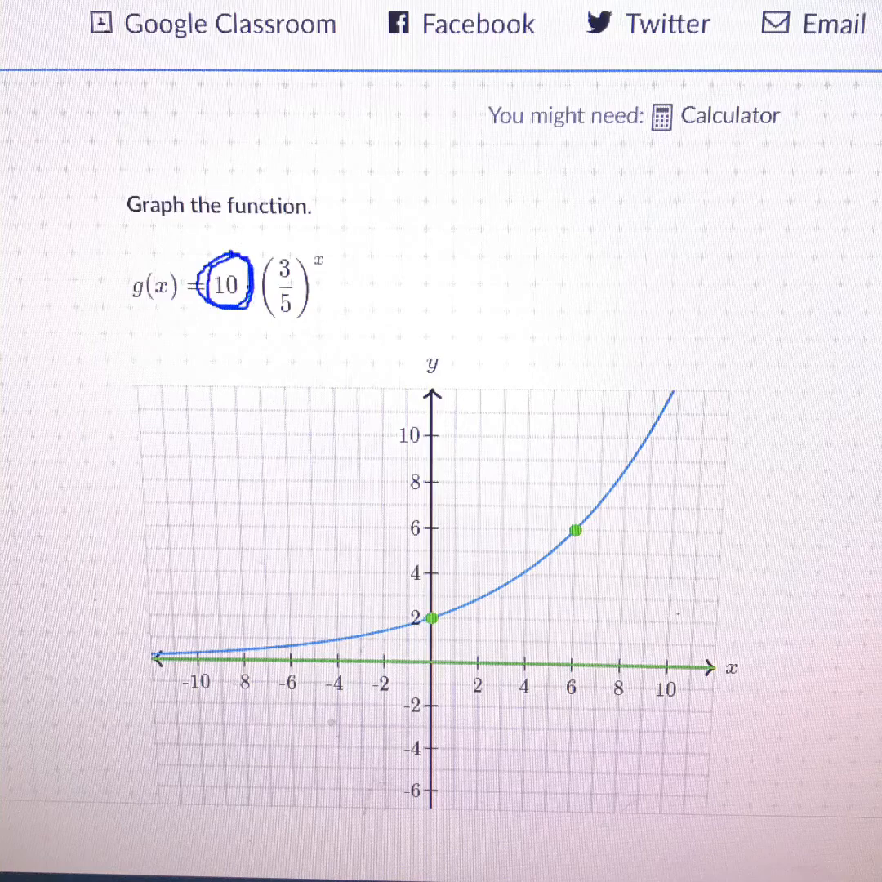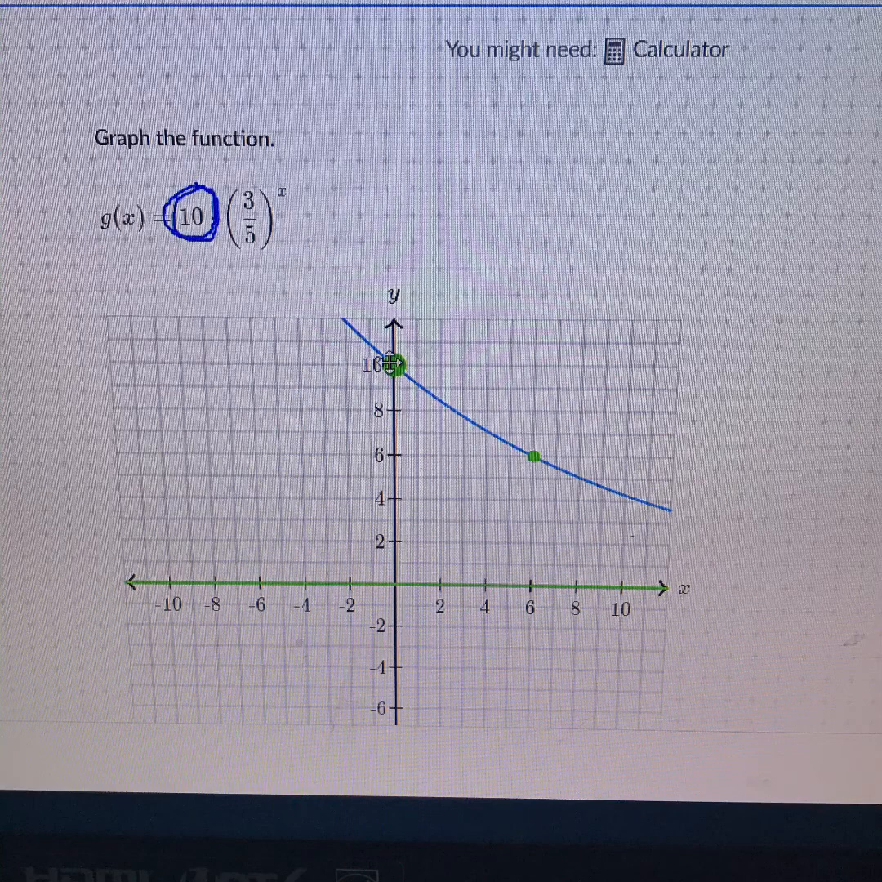I have it circled in blue, and so that means I'm going to be clicking and dragging the green dot that's on the 2 all the way up until it reaches the 10. So now my graph has started to look like this.